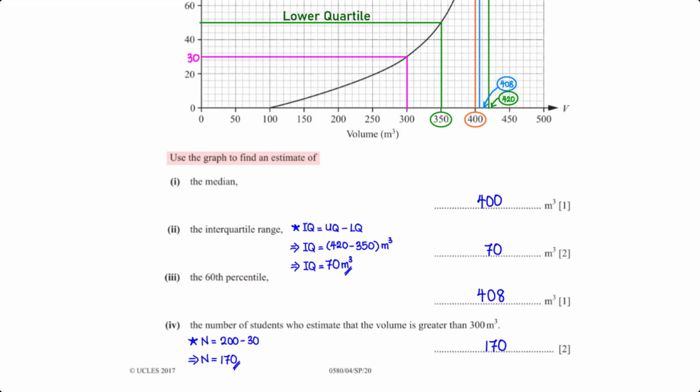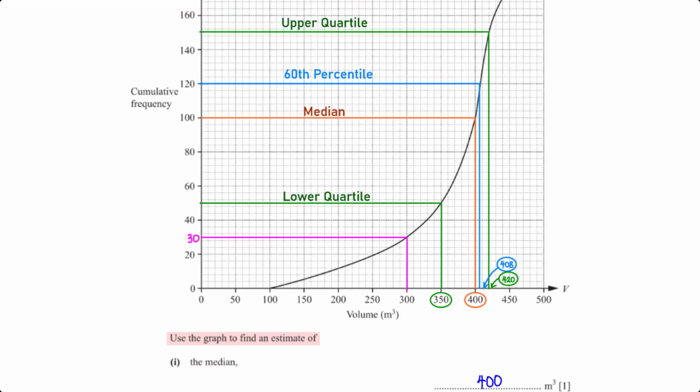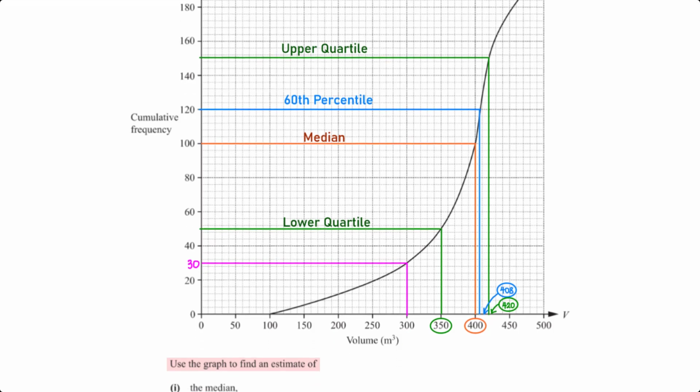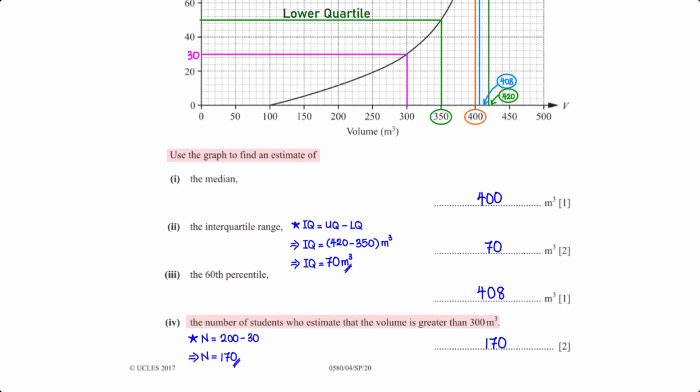Use the graph to find an estimate of the number of students who estimate that the volume is greater than 300 meters cubed. On the diagram, when we map 300 meters cubed from the horizontal axis to the cumulative frequency graph, we get 30, which is the number of students who estimate that the volume is 300 meters cubed or less. Therefore, to get the number of students who estimated that the volume is greater than 300 meters cubed, we subtract 30 from the total number of students, which is 200. 200 minus 30 is 170.